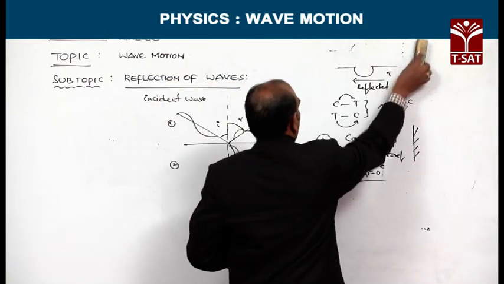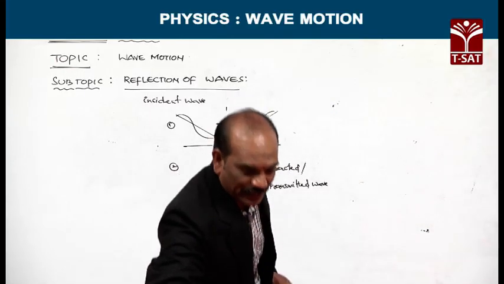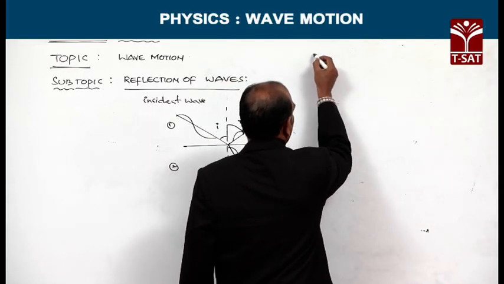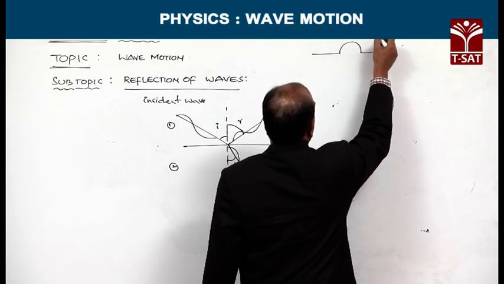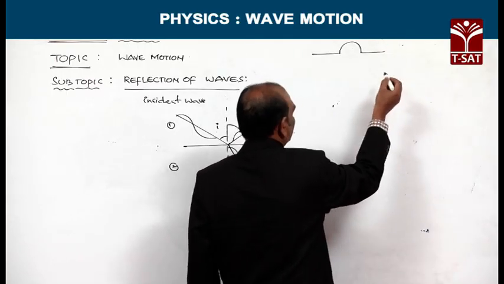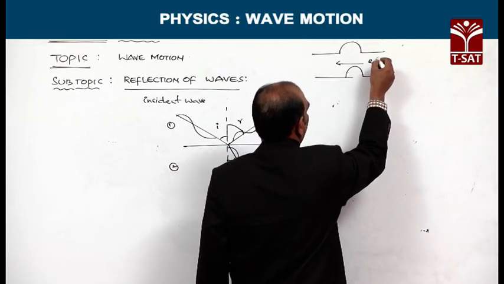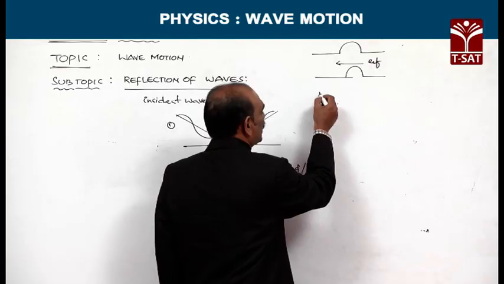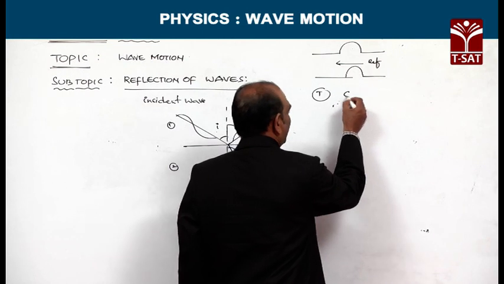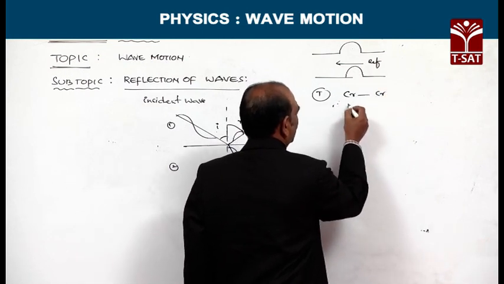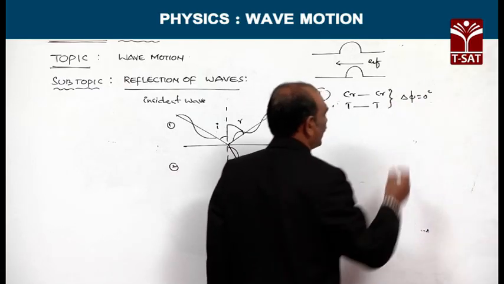Similarly, when the reflection takes place from the free end, what happens? If this is the incident pulse at the free end, reflection takes place at the free end, and this will be the reflected pulse. That means for transverse waves, when reflection takes place from the free end, crest reflects as crest and trough reflects as trough. Therefore, the phase difference between them is equivalent to 0 radians.